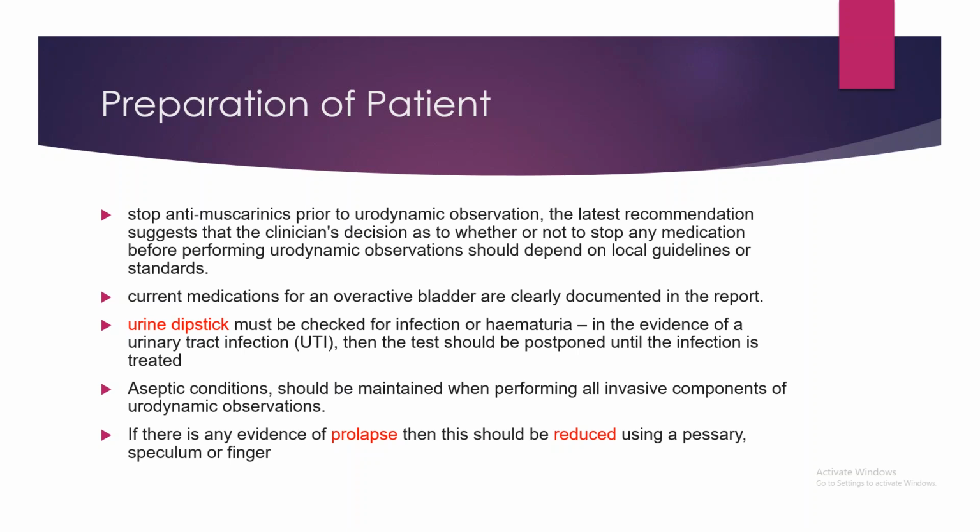Urinary dipstick must be checked. So it is a must prerequisite that you should do urine dipstick for infection and hematuria. And in the evidence of an infection, the urodynamics should be postponed until the infection is cured, okay? Strict asepsis should be maintained during this urodynamics. If there is any evidence of prolapse, then it should be reduced either using a pessary or speculum or finger. Okay, so prolapse should be reduced while doing this urodynamic test.